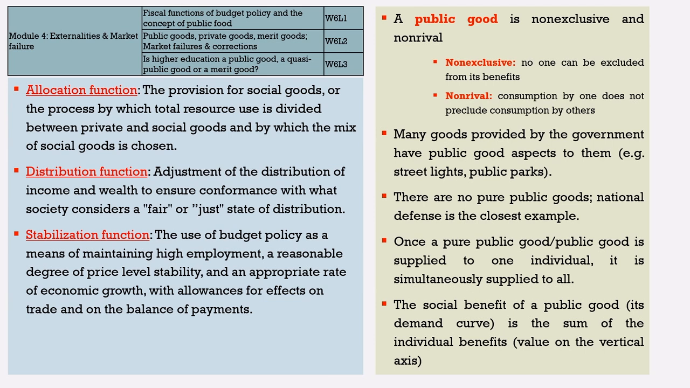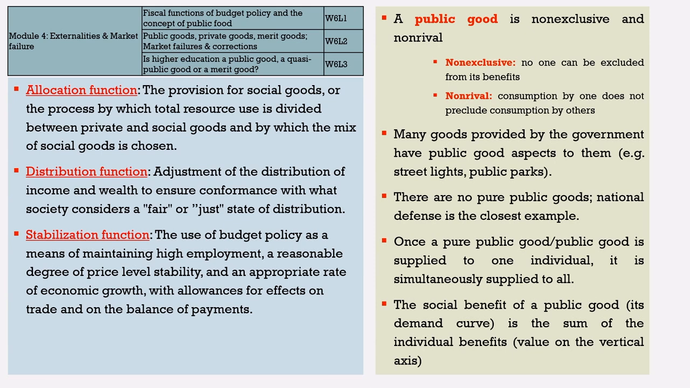So, three lessons we discussed as part of week 6 and module 4. One was on fiscal functions of budget policy and the concept of public good. We distinguished between public goods, private goods, merit goods, and then we discussed market failures and corrections in this context. And then finally, in week 6, we discussed the question of higher education. Is higher education categorized as a public good, a quasi-public good, or a merit good?